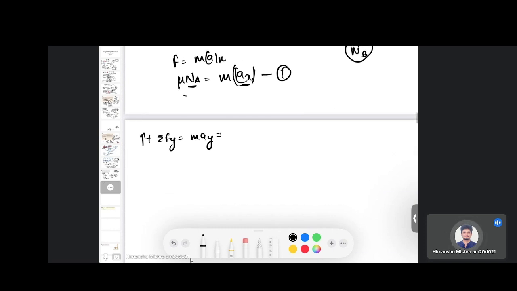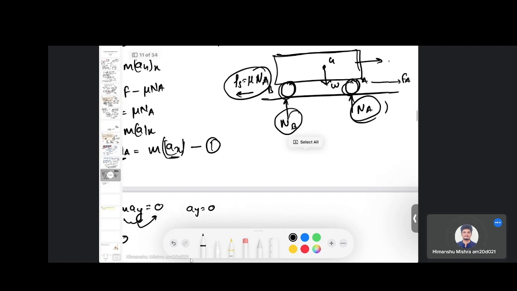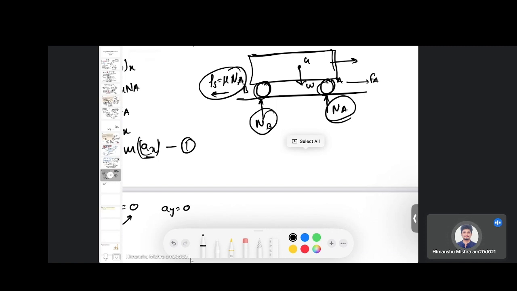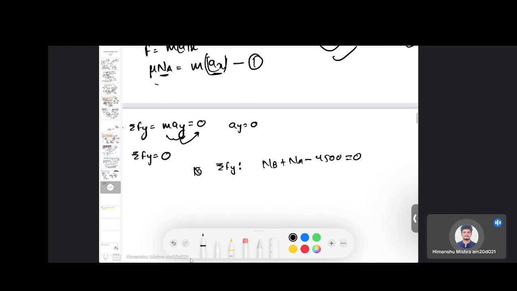Now this quantity is 0 because there is no acceleration in the y direction. So basically this is a problem of equilibrium in the y direction, where the summation of force in the vertical direction equals 0. What are the vertical forces? We have Na, Nb and the weight. So it will be Nb plus Na minus 4500 equals 0. Right, so this is my equation 2.